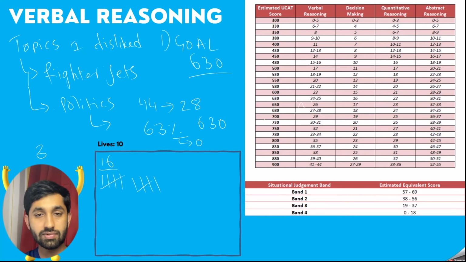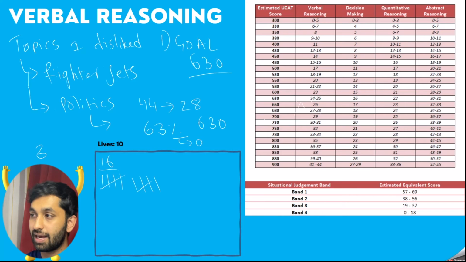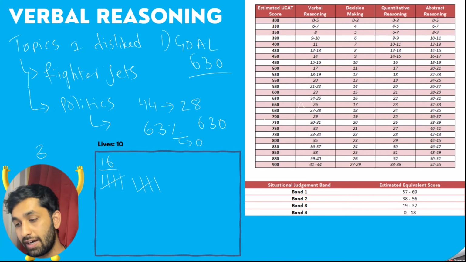So step number 1, find your goals. Step number 2, calculate how many questions you would need to miss. Step number 3, add an additional, let's say, 5 or 6 questions to it, and that would account for the silly mistakes as well. And then in the exam, you have this many lives. But the more lives you lose, the more focused and confident you need to be with getting the rest of the questions right.